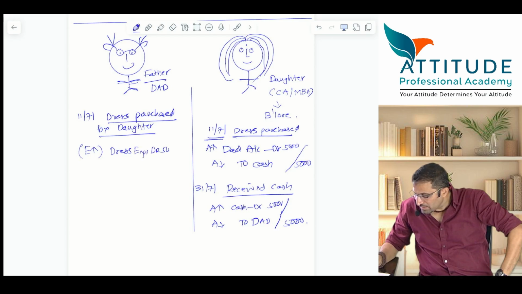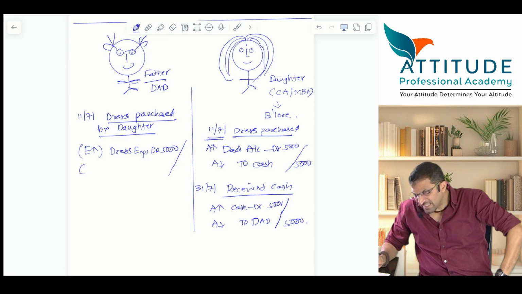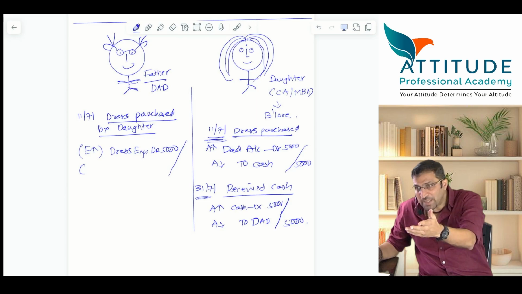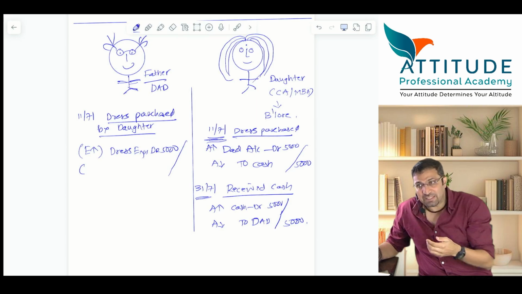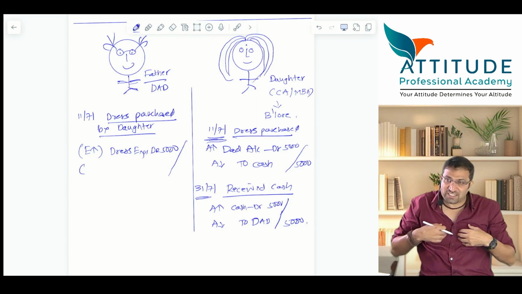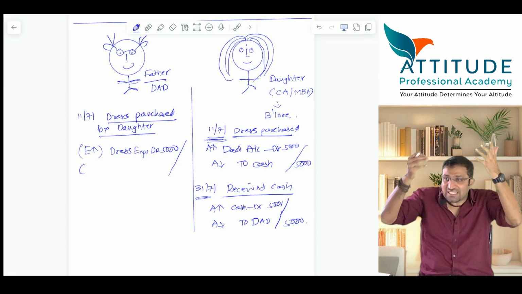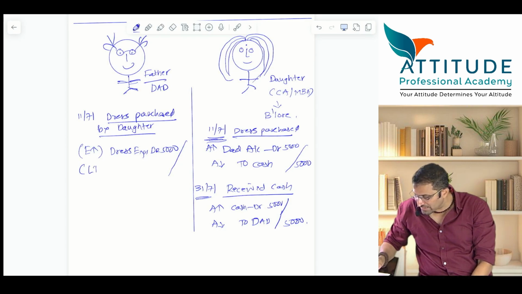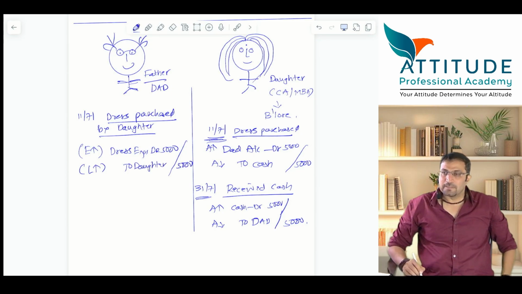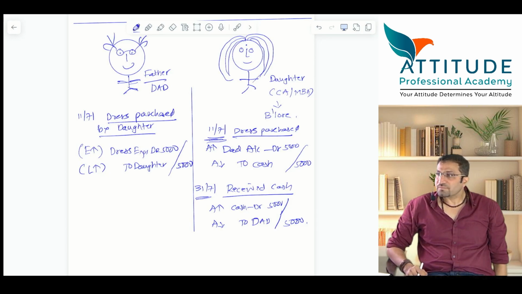How much? 5,000. Correct? Can I say cash paid? Did I pay the cash on 11th, or did I pay the cash on 31st 7? So right now I have not paid the benefit. So benefits payable. Benefits payable is always a liability. So as far as father is concerned, my liability increases. If my liability increases, it has to be credited. And who is that liability? Daughter. Is that clear?